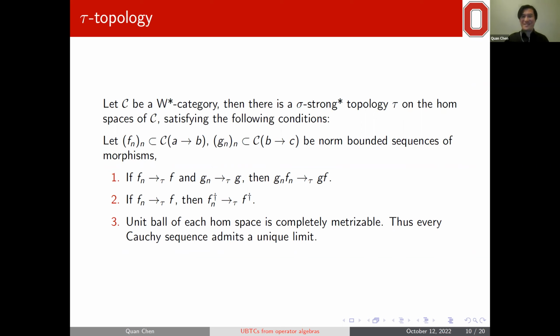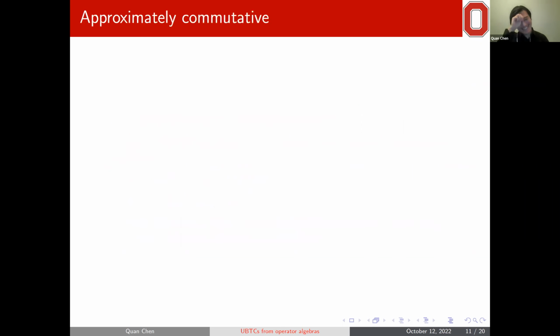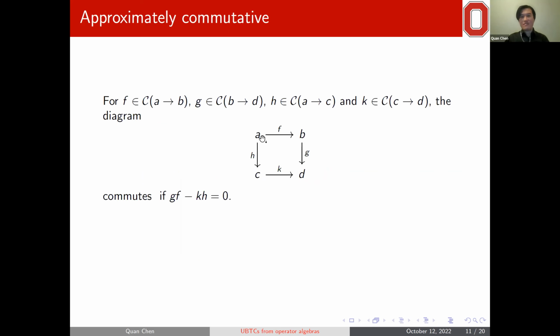Am I done? No, I'm sorry, one more thing: approximately commuting. This is a commuting diagram in category C. If we have a morphism F from A to B, G a morphism from B to D, H a morphism from A to C, and K a morphism from C to D, then this diagram commuting means G composed with F equals K composed with H. Since we are a C-linear category, we can put this in the minus, so GF minus KH equals 0.